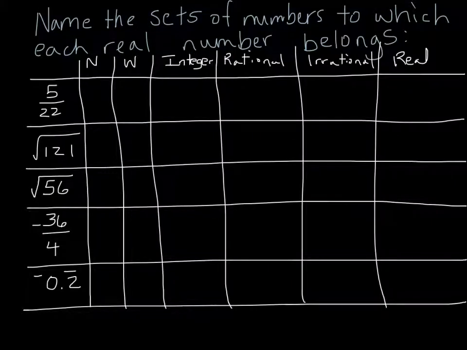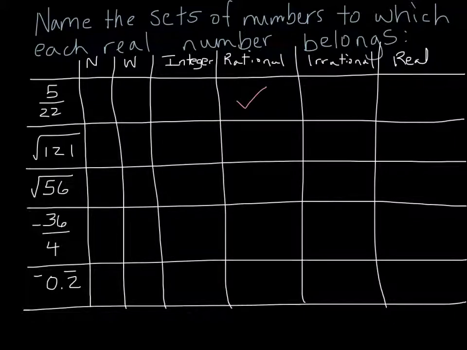Okay, so let's look at this chart. We want to take each number in the first column and decide which type of real number it is. So let's start with 5 over 22. Is that natural? Absolutely not. It's a fraction. Natural numbers are numbers like 1, 2, 3, 4. Is it a whole number? No. Is it an integer? No. Is it rational? Absolutely.